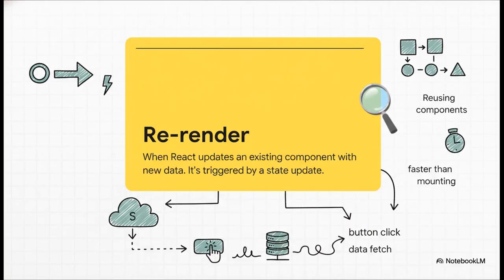So what even is a re-render? It's just React's way of updating a component that's already on the screen with some new data. It's way, way faster than creating a component from scratch because React is smart and reuses what it can. But here's the absolute key. Every single re-render without exception is kicked off by a state update. A click, a network request, you name it. If it changes state, a re-render is about to happen.